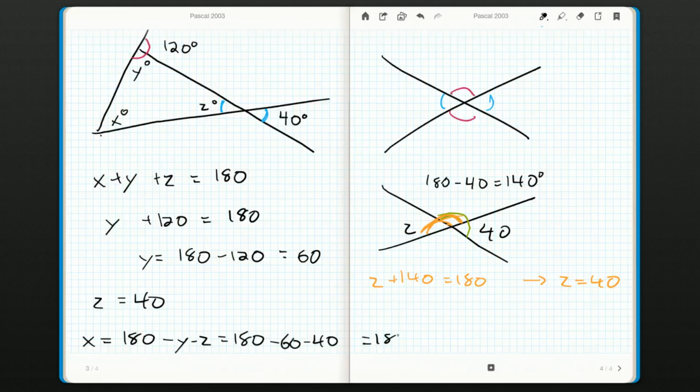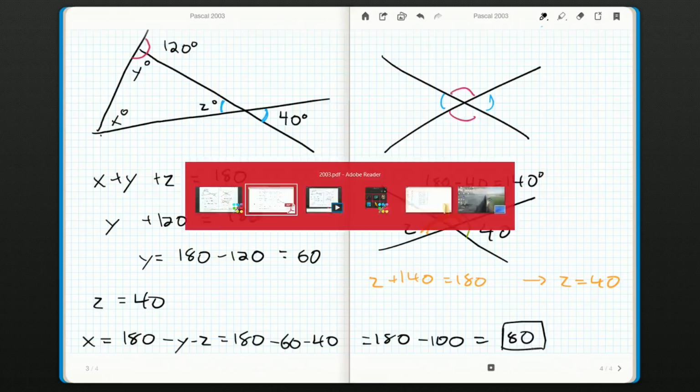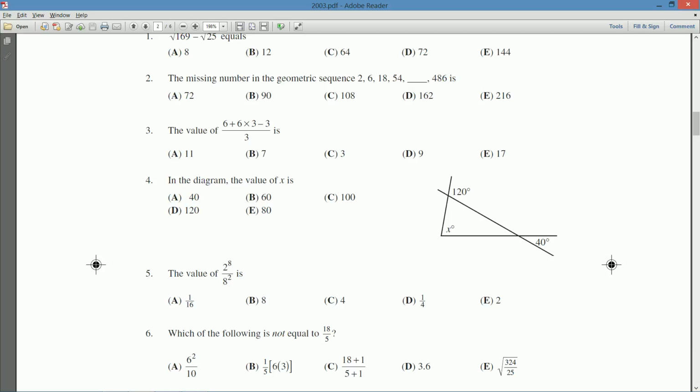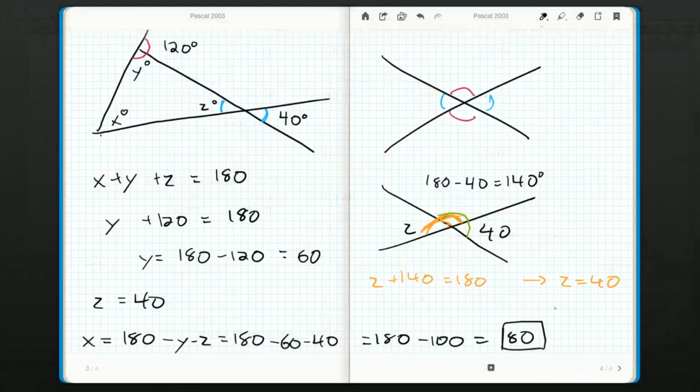So that's 180, 40 and 60 is 100. So this is 180 minus 100. We just take off the 100, and we're left with 80. So x should be 80 degrees. Let's go back and see if that was one of the possibilities. And there it is at the very end. It's E. So E is going to be our answer to question number 4.